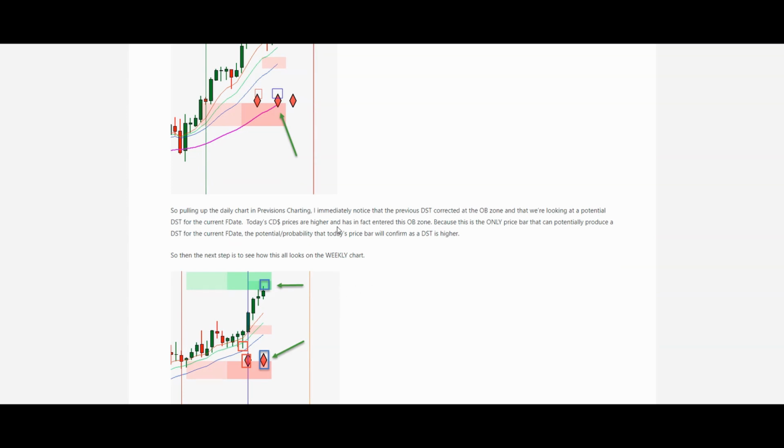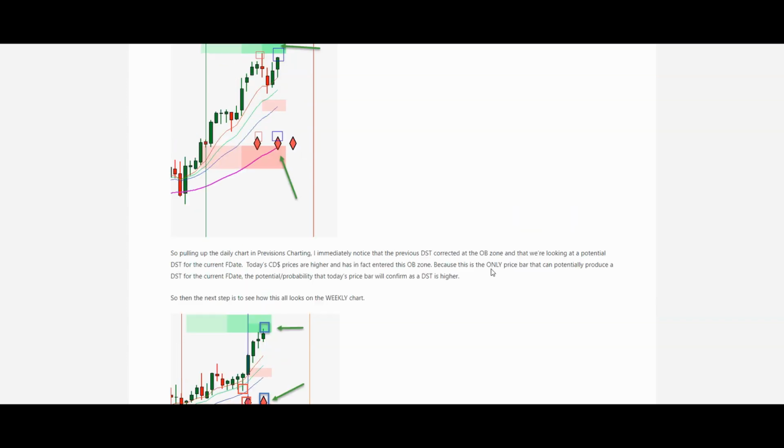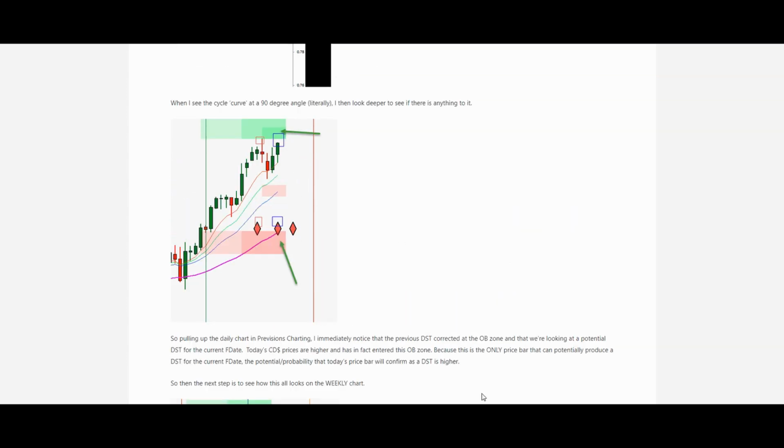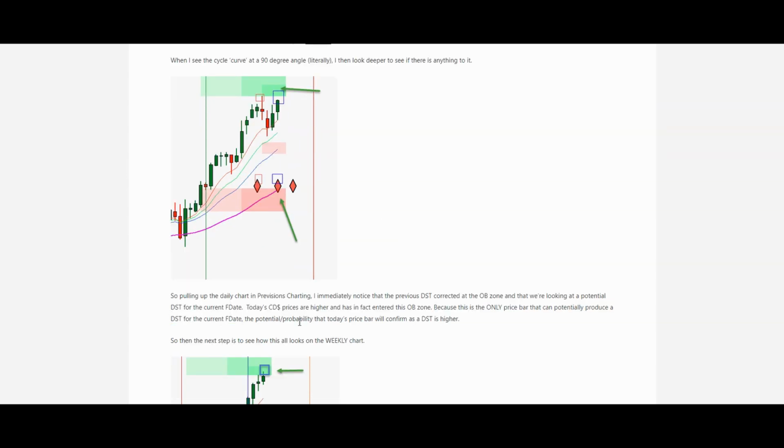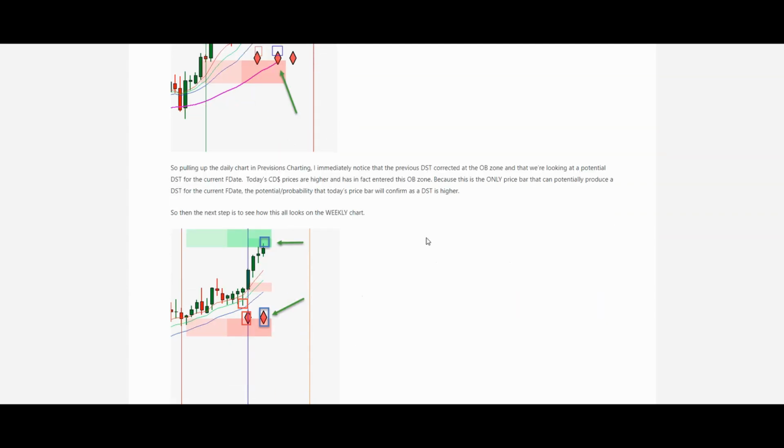Today's Canadian dollar prices are higher, which I mentioned. It has in fact entered this OB zone right there. Because this is the only price bar that can potentially produce a DST for the current F date, because the May 18th, 17th one could not do it because it's already been exceeded, nor the one before it. The potential or probability that today's price bar will confirm as a DST is higher. Matter of fact, it's as high as it can possibly get, because we've already eliminated the other two possibilities.